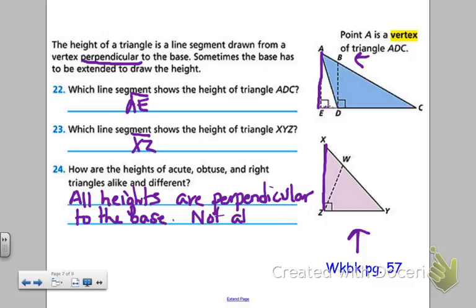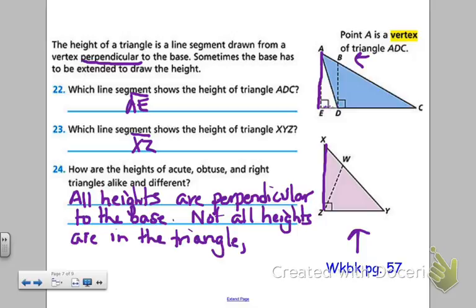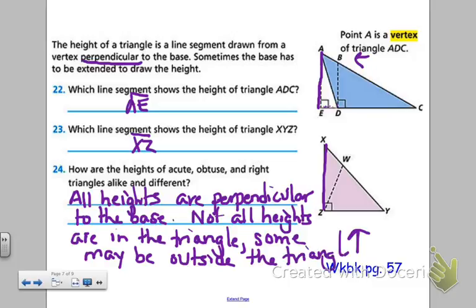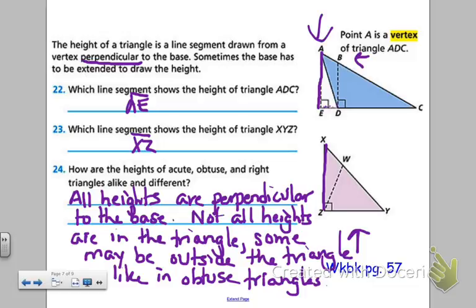Not all heights are in the triangle. Some may be outside the triangle, like in obtuse triangles. So that could be a difference. This is an example up here of an obtuse triangle where the height is outside the triangle itself.